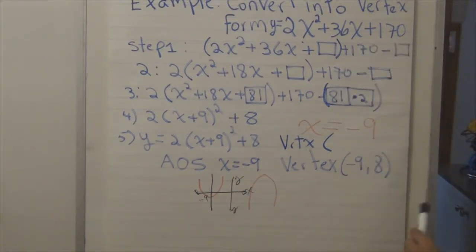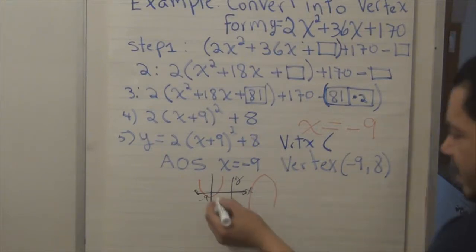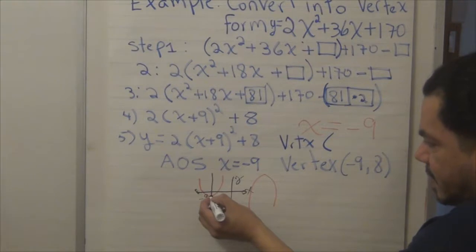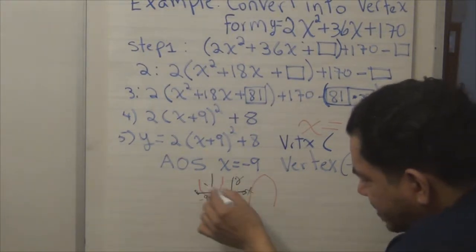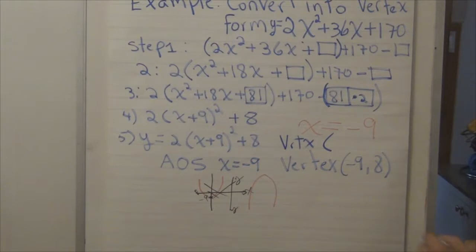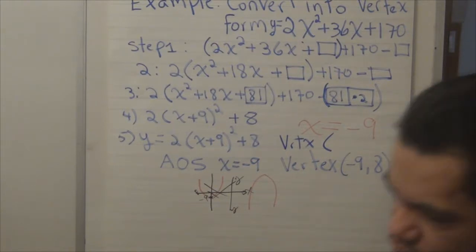Now the vertex, in this case, will be right here, the bottom part of the parabola. The vertex will happen at -9, comma, +8. So this is a very awful sketch, but this is where it would happen. Anyways, you saw how it goes.